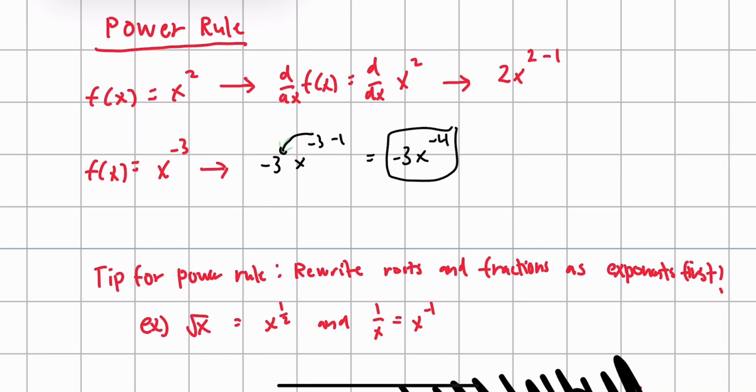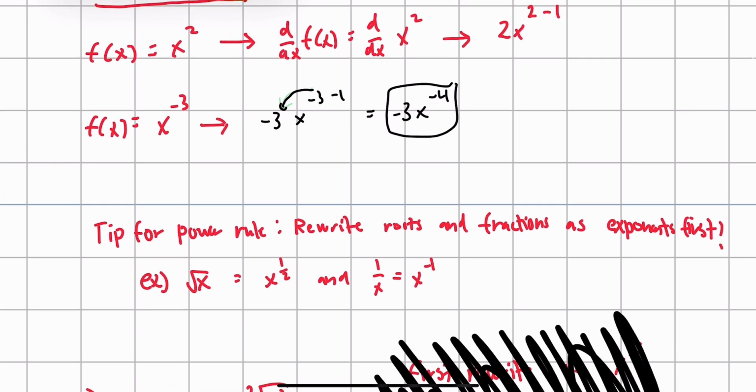Here's a pro tip for the power rule. You're going to want to rewrite roots and fractions as exponents first. For example, square root of x, that's equivalent to x to the power of 1/2. This will make it easier to use the power rule. Another example is 1 over x, which is equivalent to x to the power of negative 1.